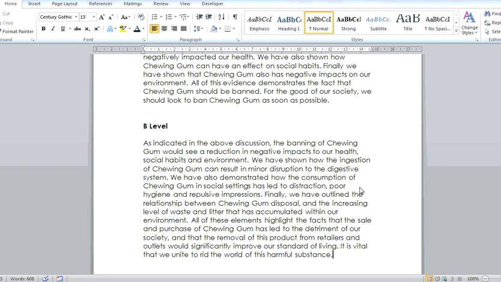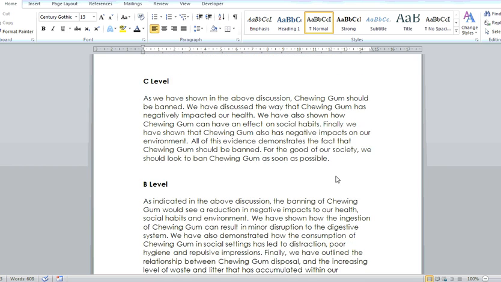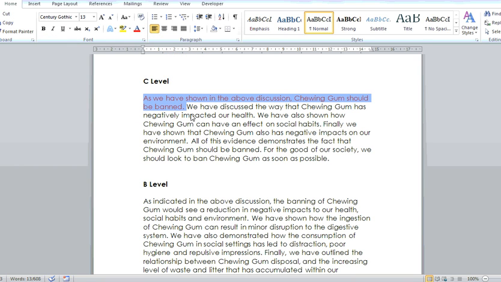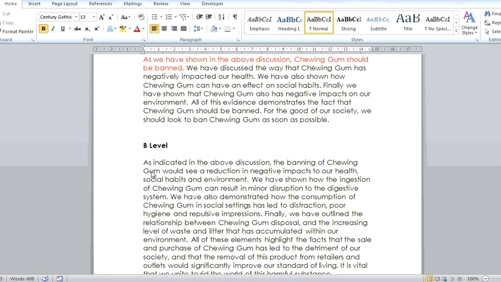So, to quickly go through, we had our 4 sections for our C level, where essentially we started by saying, our first section was we had to make a general statement about the topic, which was relevant to all points. So we said, as we have shown in the above discussion, chewing gum should be banned. Now, in our B level, we've done the exact same thing, but once again, there's a higher level of complexity.